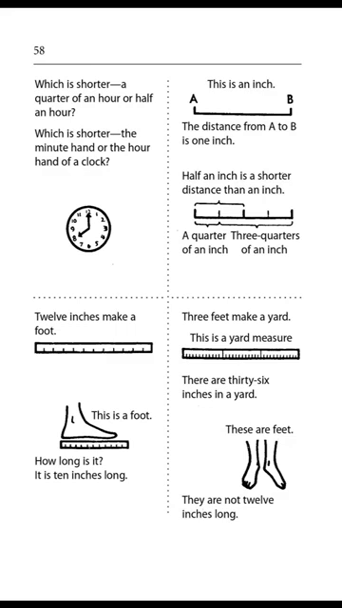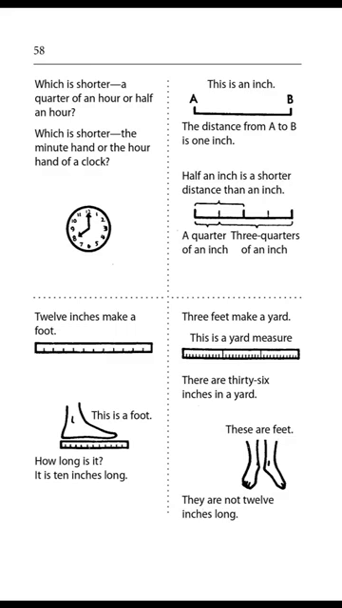This is an inch. The distance from A to B is 1 inch. Half an inch is a shorter distance than an inch. A quarter of an inch. 3/4 of an inch. 12 inches make a foot. This is a foot. How long is it?